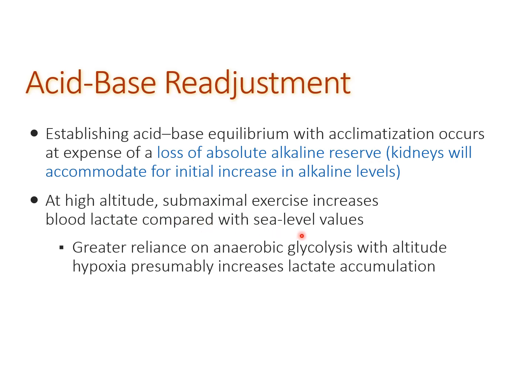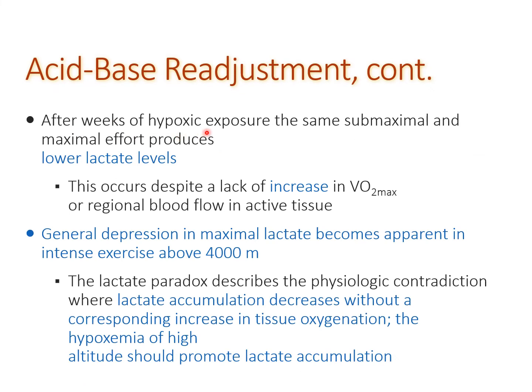Now at high altitude, submaximal exercise actually increases the blood lactate compared with sea level values. And the greater reliance on anaerobic glycolysis with altitude presumably increases lactate accumulation because you don't have as much oxygen to help work your aerobic system. So you have to rely more on the anaerobic system at higher altitudes because there's not that oxygen there. After weeks of hypoxic exposure, so being at higher altitudes, the same submaximal and maximal efforts produce lower lactate levels. And this occurs despite a lack of increase in VO2 max or regional blood flow in the active tissue. So your body is just getting used to working at this level, and therefore you don't produce as much lactate at a certain intensity.